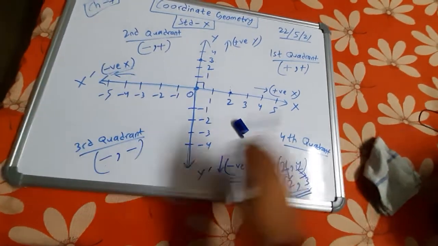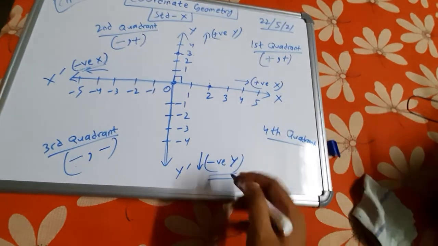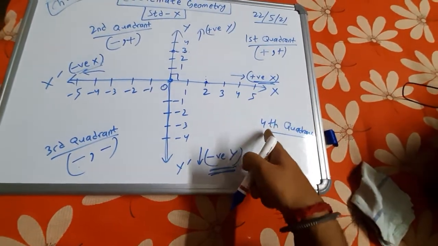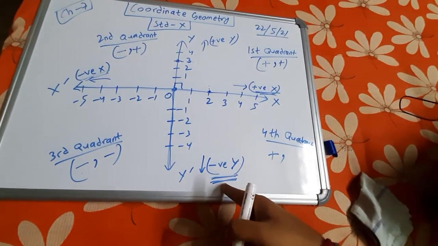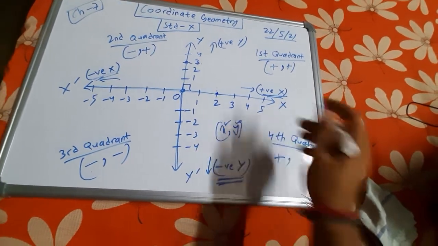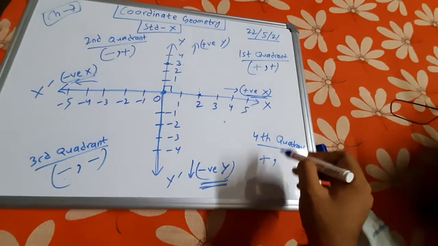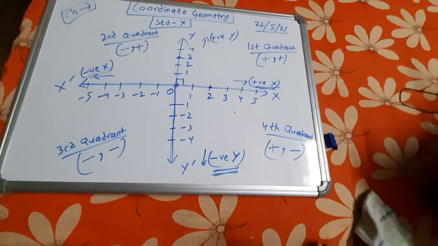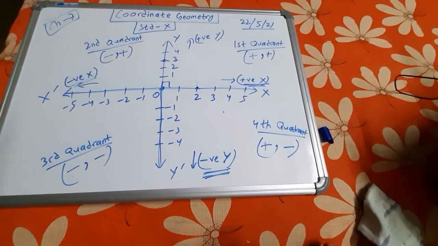Now let's come to the fourth quadrant. In the fourth quadrant, y is negative, but x is positive. First we write x, that's why the positive sign, then we write y, because the form is x comma y. So we shouldn't forget this form. X is positive, that's why the positive sign, and y is negative, that's why the negative sign. Understood? I hope you understood this.